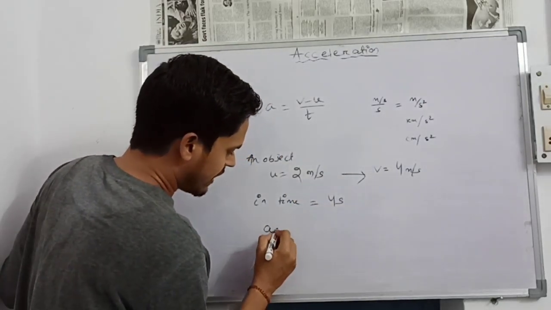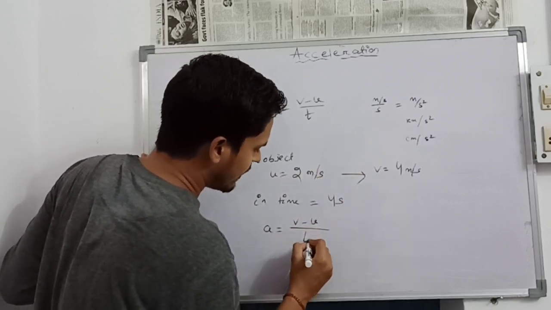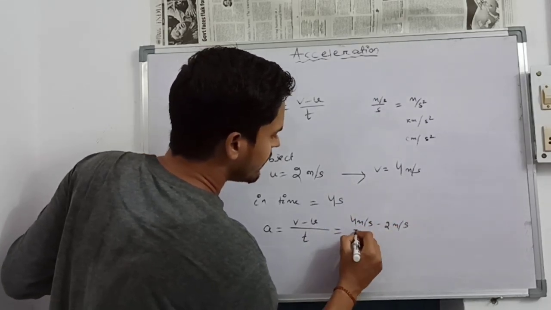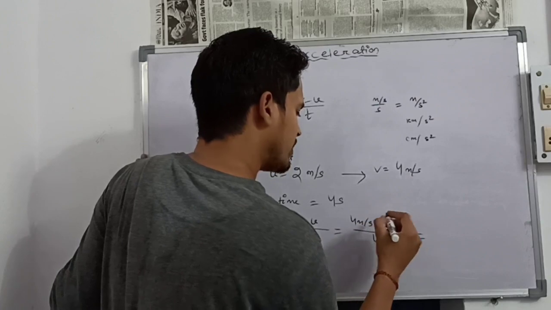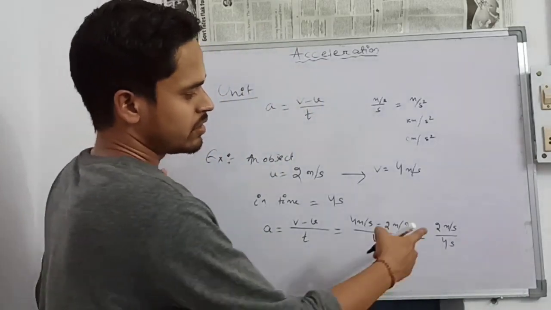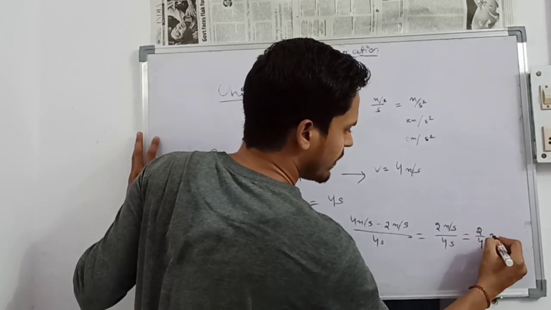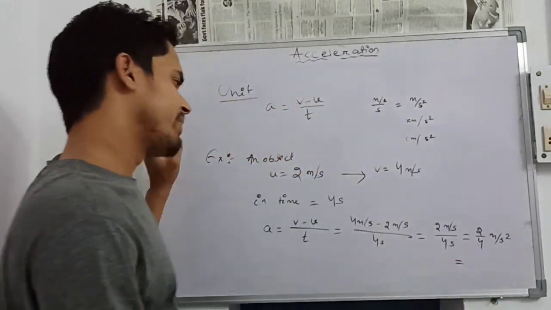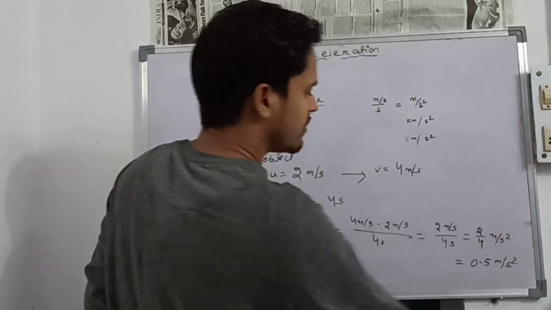So acceleration a is equal to v minus u, that is final velocity minus initial velocity, divided by t. That is 4 meter per second minus 2 meter per second, divided by 4 seconds. Getting my point? So this is 4 minus 2, 2 meter per second by 4 seconds. That means in 4 seconds the velocity is getting changed by 2 meter per second. So here 2 by 4 meter per second square. This is the answer. And if we take 2 by 4, it is 0.5 meter per second square. Getting? This is the answer.